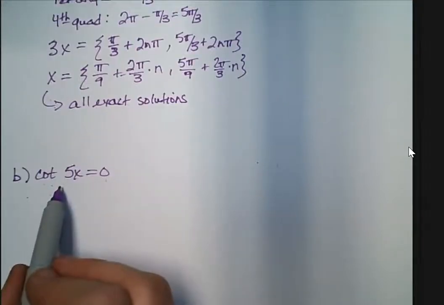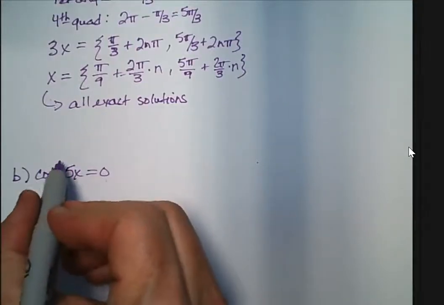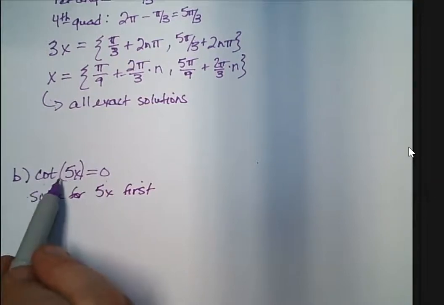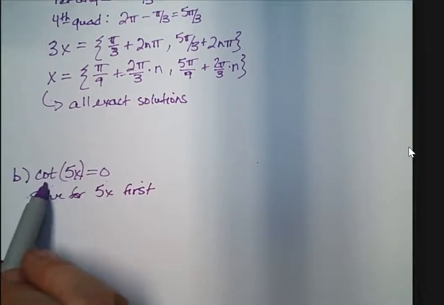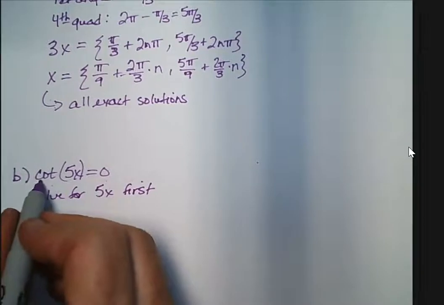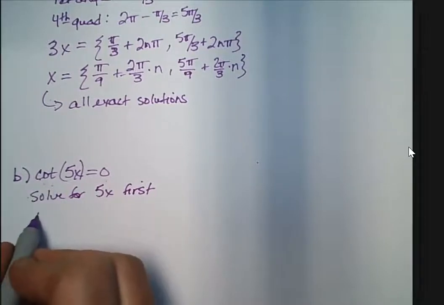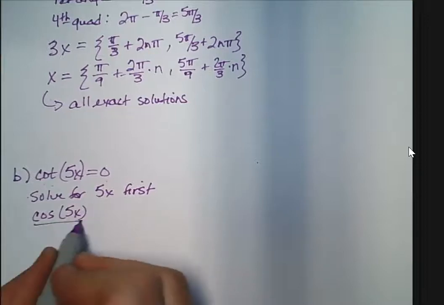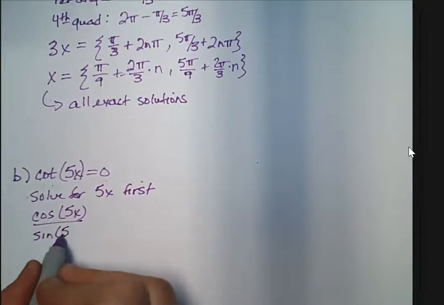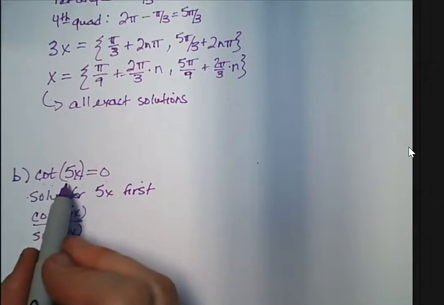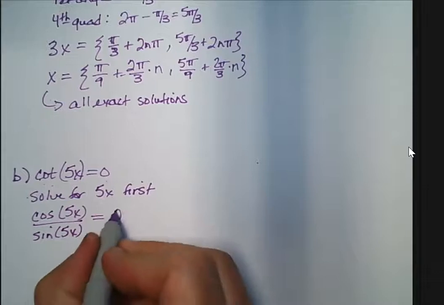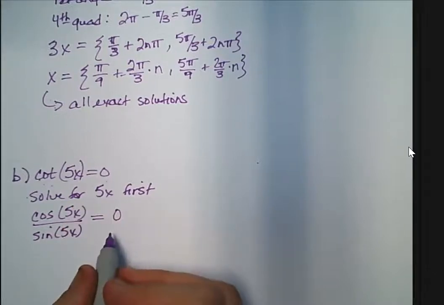For part B of number 6, we're going to start out with this one by solving for the 5x first. And this one's a little tricky because it's cotangent. But one thing that you can do with these is think about what would happen if you just rewrote this in terms of sine and cosine. Cotangent is cosine over sine. That means we could rewrite this as cosine of 5x over sine of 5x. And we have that equal to 0.